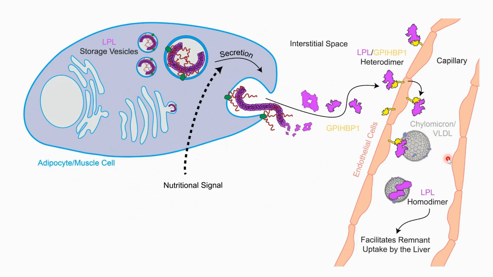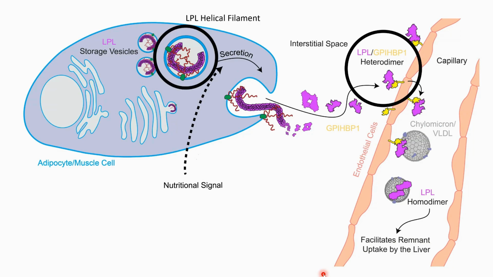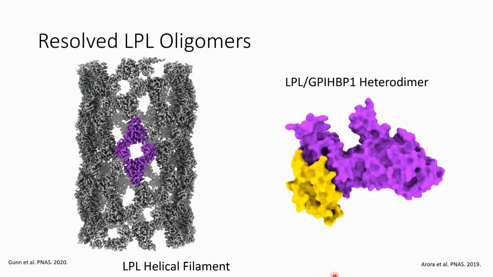We know that there's one further step in the process, which is that LPL can form a homodimer. This homodimer is known to facilitate uptake of remnant chylomicron and VLDL particles by the liver. If you look at these complex processes, when I started this project looking at the LPL homodimer, what we knew was a crystal structure of LPL with GPI-HBP1 and a CryoEM structure that I had solved of the LPL helical filament.